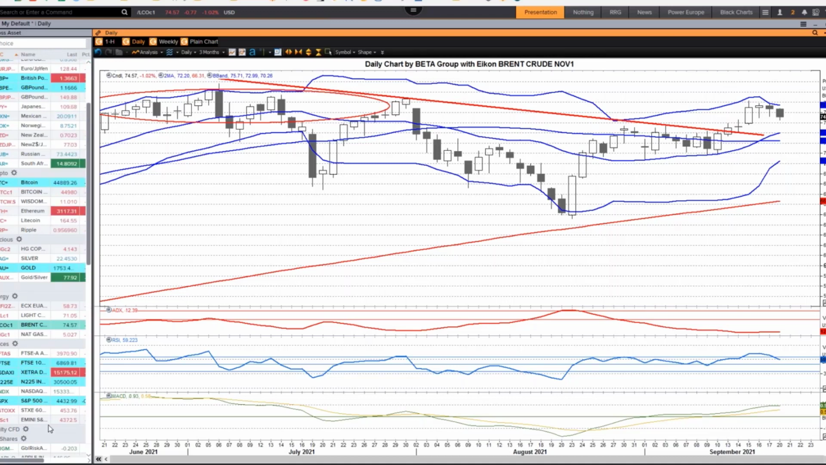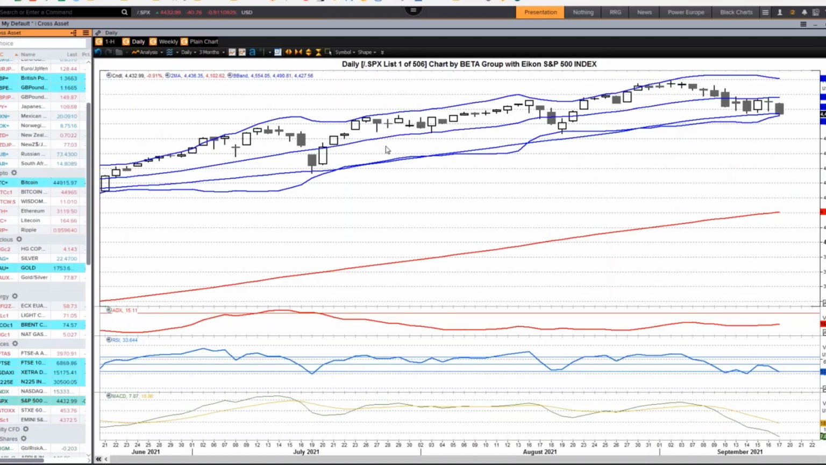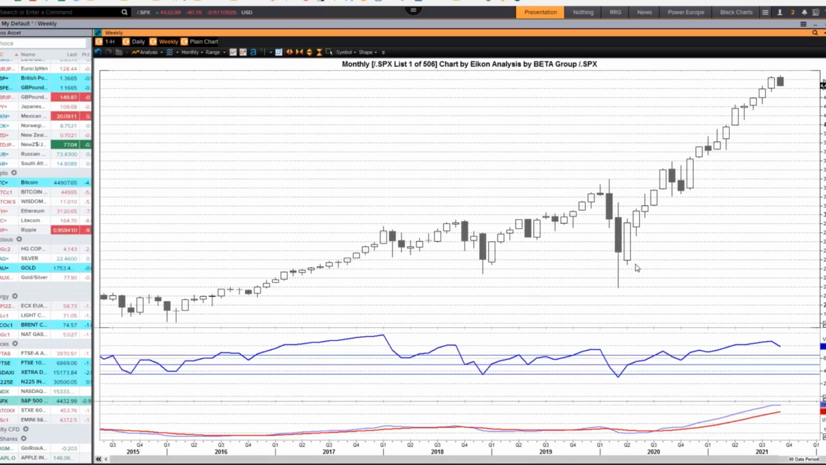Moving to the stock indices now. Big changes here in the technicals. It was rather tediously bullish, not tediously bullish if you were long, nothing tedious about making money. But here's the weekly MACD on the US 500.